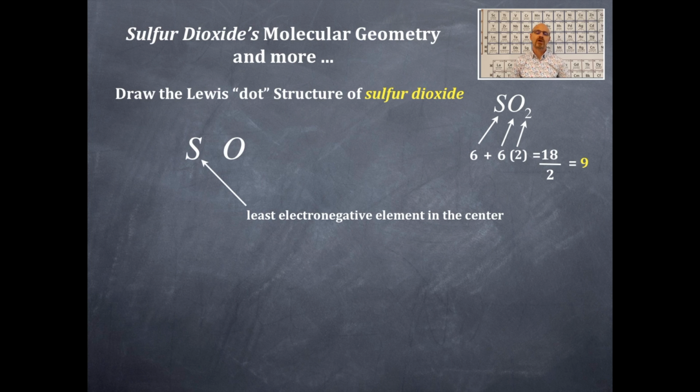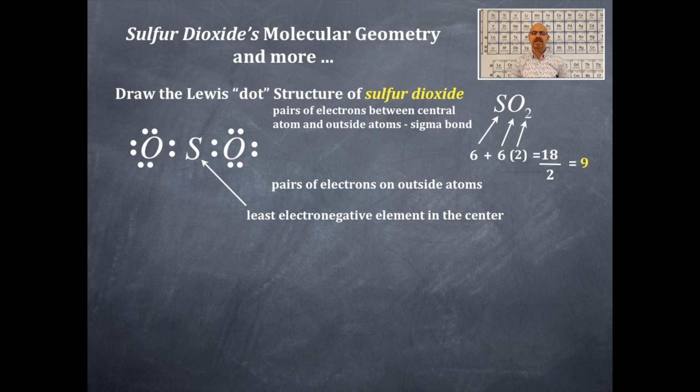Then the oxygens go around it just like that. Now I'm going to place bonding pairs of electrons between the central element and the outside elements. Now I'm going to place lone pairs of electrons on the outside elements like that. Now, do I have any more electrons? Ooh, I do. So those lone pair of electrons go on the central element just like that.